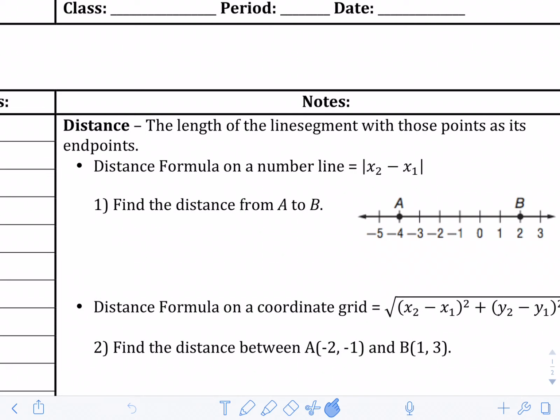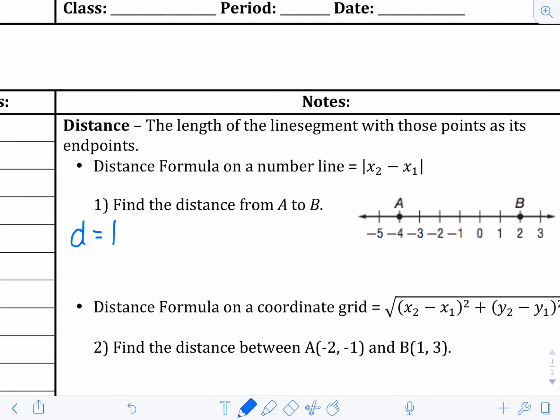So first we're going to start with the distance formula on a number line. If you're given the number line, it's the absolute value of x2 minus x1. So here's an example. Find the distance from A to B. I'm going to put here, my distance is equal to the absolute value. It doesn't matter which one you pick, A or B.